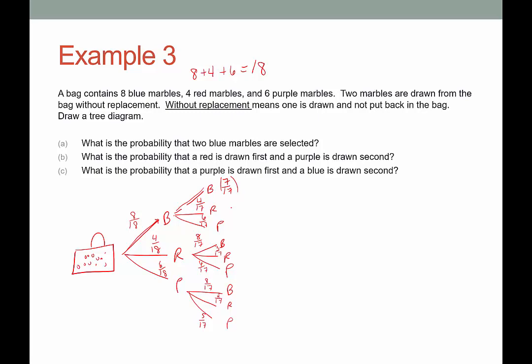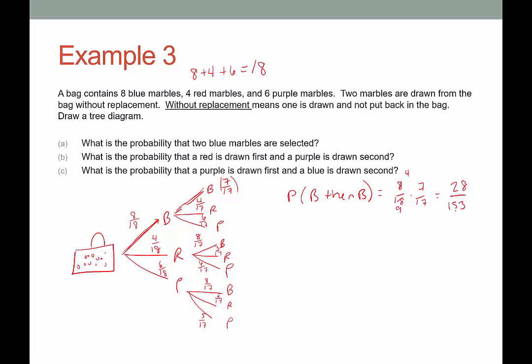Okay, so what is the probability that 2 blue marbles are selected? So that's going up here to blue and over here to blue. So the probability of blue, then blue. Since we're going across horizontally, we're going to multiply. So that'd be 8 out of 18 times 7 out of 17. There's not a whole lot of simplifying that can happen. In fact, all we can do is simplify this. And so we'd end up with 28 over 9 times 17, which is 153.